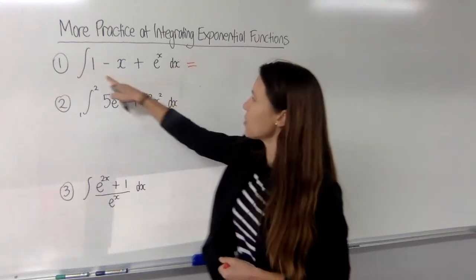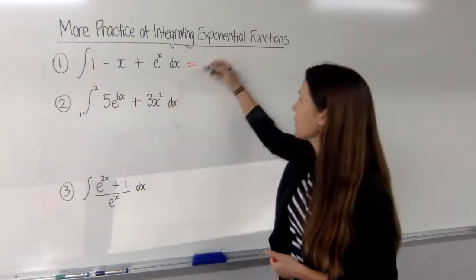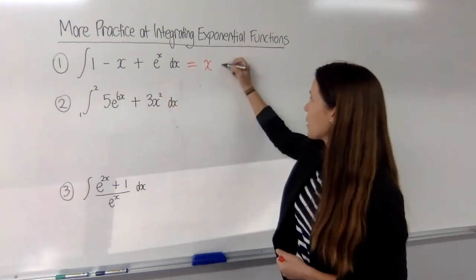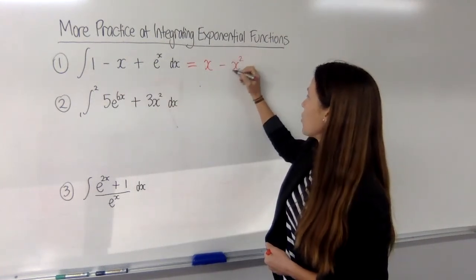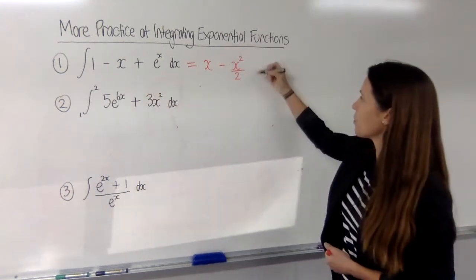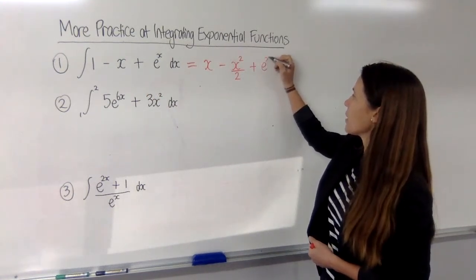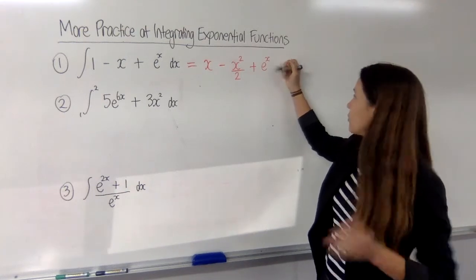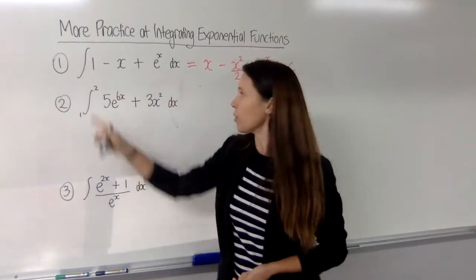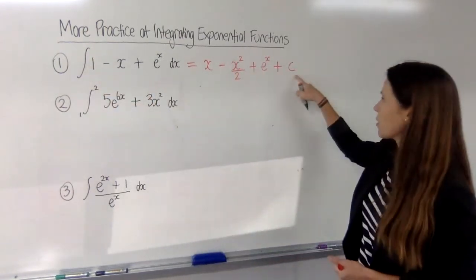So for this first part here, when we integrate 1, we get x. When we integrate minus x, we get minus x squared over 2. And when we integrate the e to the power of x part, we get e to the power of x. And then, of course, the other thing we could forget is to add a constant to the end. This is an indefinite integral. There's no bounds on it, so we have to add a constant.